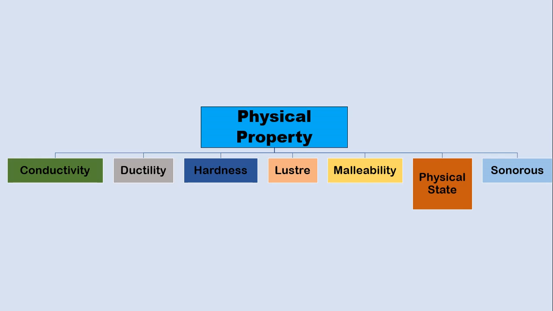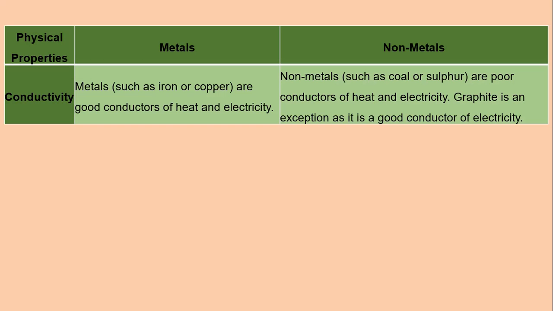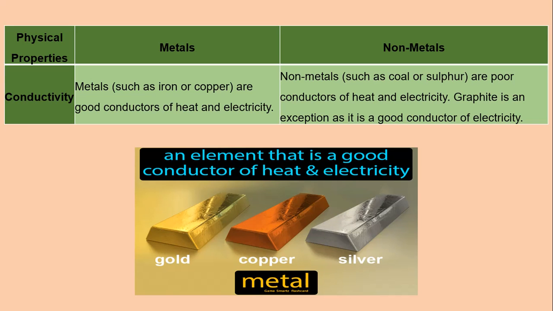A few physical properties are conductivity, ductility, hardness, luster, malleability, physical state, and sonorous. In this chapter, we will discuss these physical properties. So let us discuss them one by one. The first physical property is conductivity.